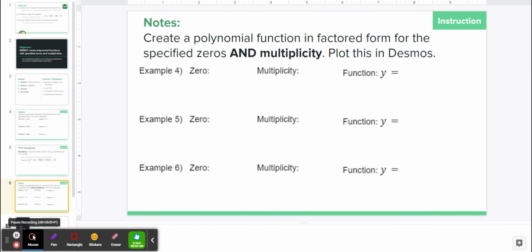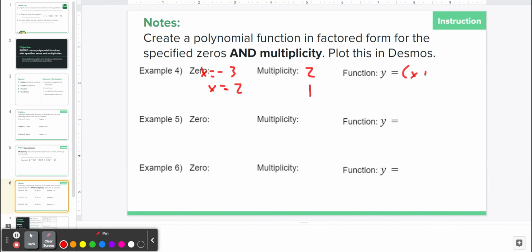Now, we can do the same thing we were doing before, building functions, using this concept of multiplicity. So let's see how this plays out in example 4 here. If I have a zero at -3, and it has a multiplicity of 2, then I also have a zero at 2. Sorry, I should write this x equals 2, x equals -3. And that second zero has a multiplicity of 1, then my function is going to look like this. We'll have x plus 3 times x plus 3 times x minus 2.